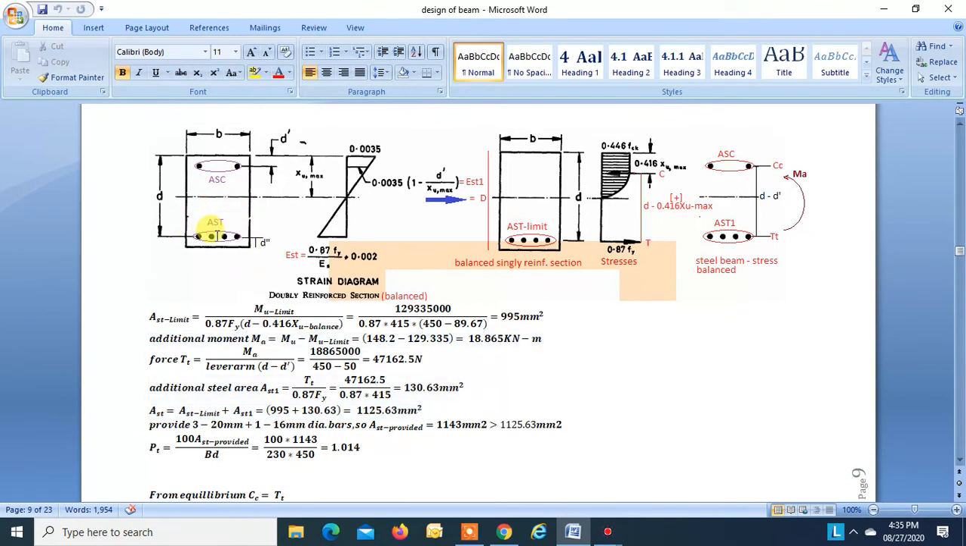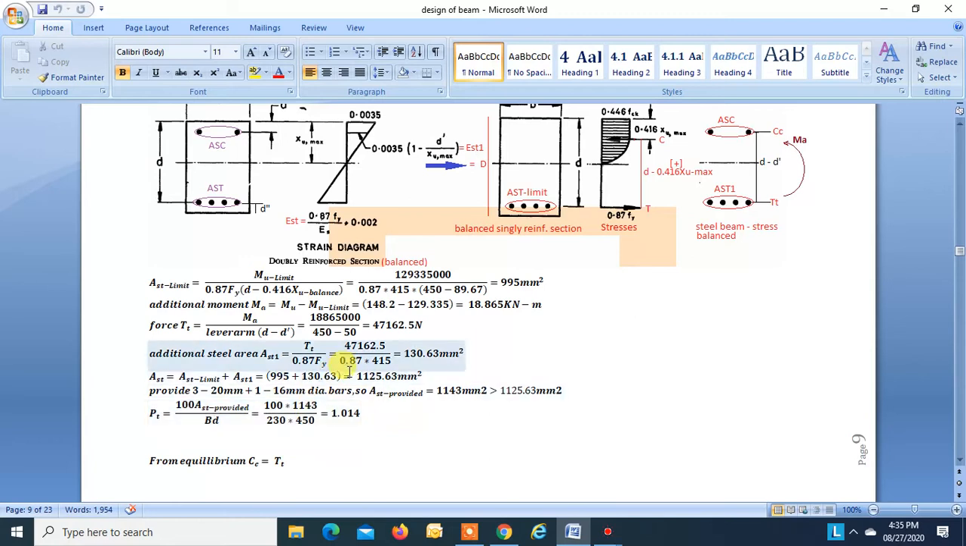Now we have to find ASC. We know from equilibrium. First let's see that this is the AST required. So we provide 3 bars of 20 mm plus 1 bar of 16 mm. So AST provided is 1143, which is greater than 1125. So pt turns out to be 1.014. So from equilibrium, we know C is equal to T and Cc is equal to TT.